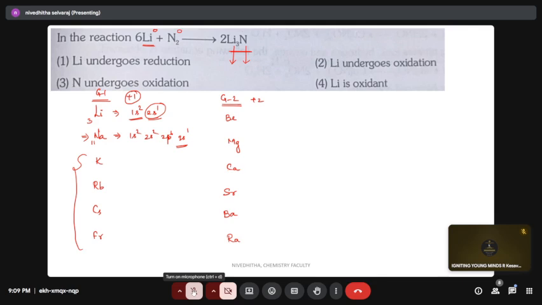See, let us take calcium. What is the atomic number of calcium? 20. Yes. So the electronic configuration is 1s2, 2s2, 2p6, 3s2, 3p6, and 4s2. So which is the valence shell for calcium?